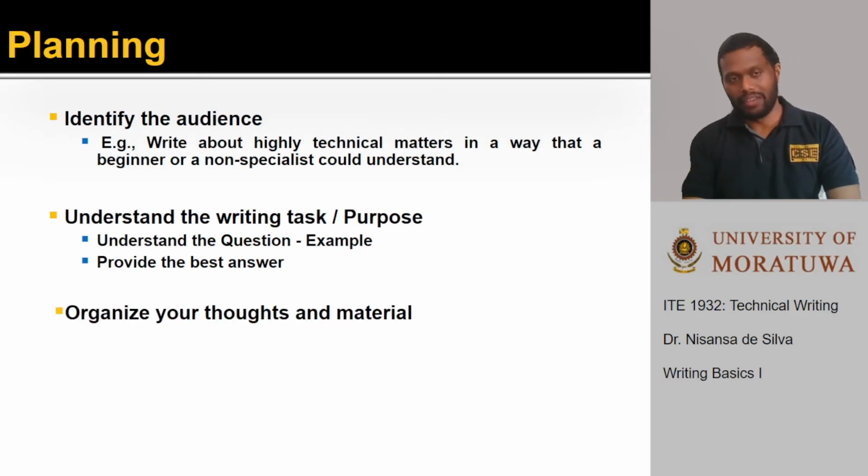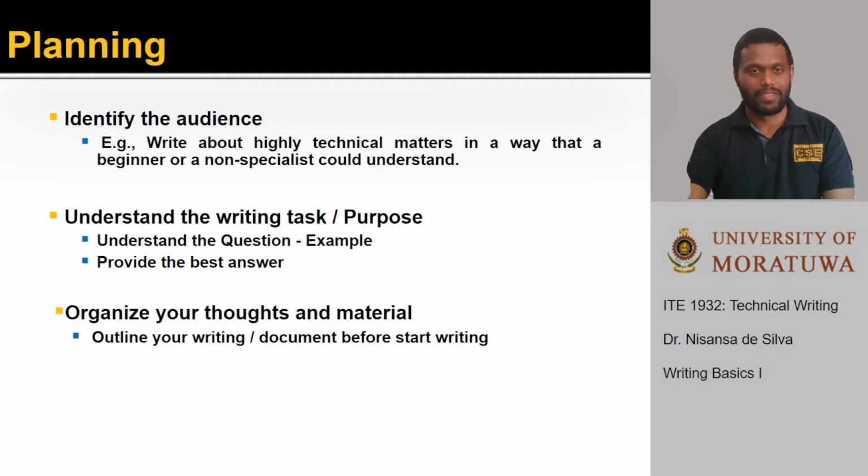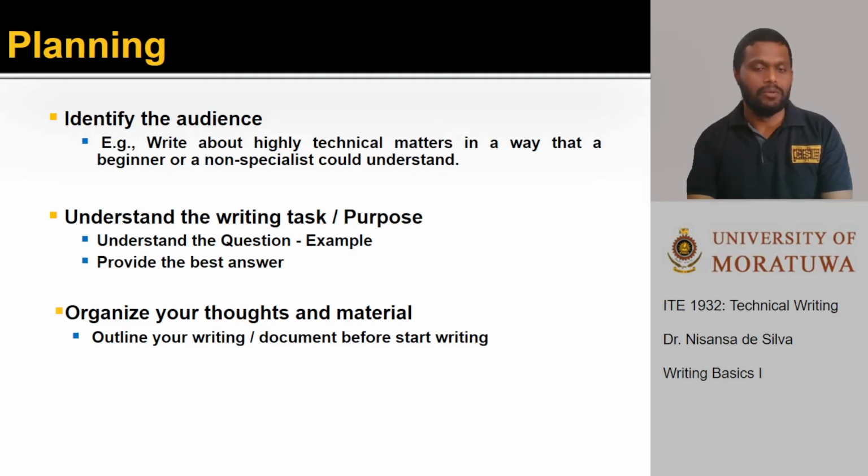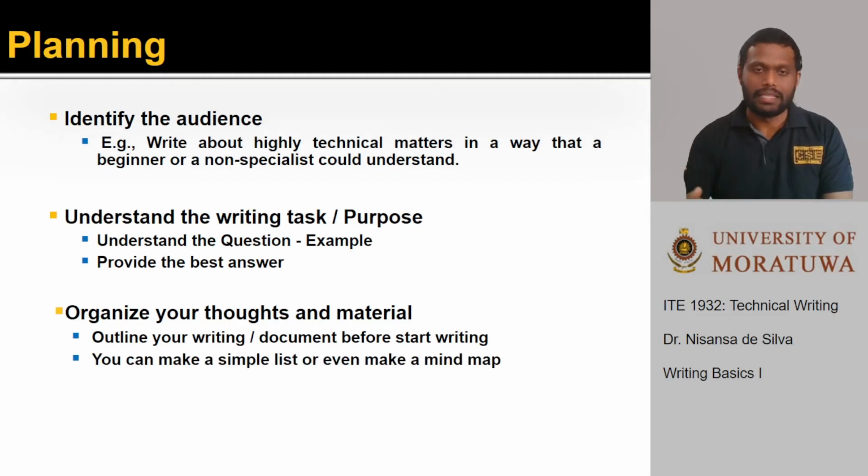Before doing any of the writing, you need to organize your thoughts and material at hand. Maybe outline your writing documents before you start writing. You can do it on a separate piece of paper where you jot down little notes on what you plan to write, or sometimes even the flow. You can make a simple list or even make a mind map of the ideas that you want to use.